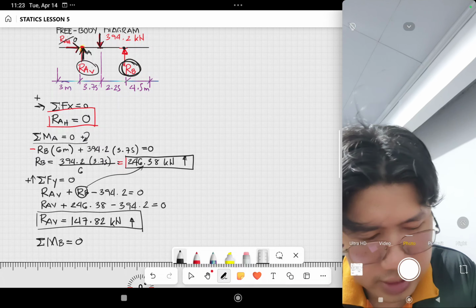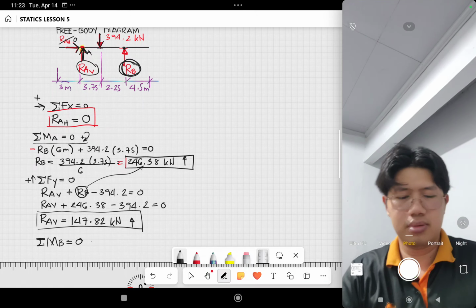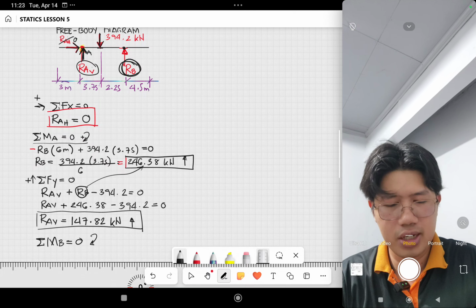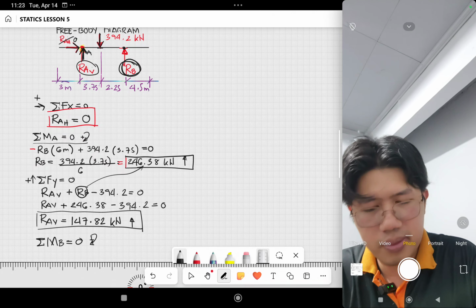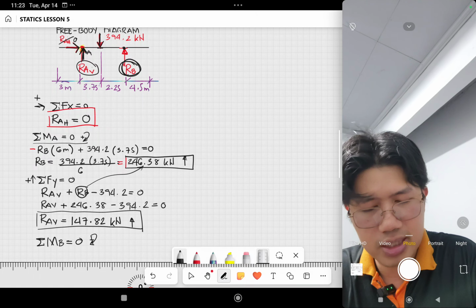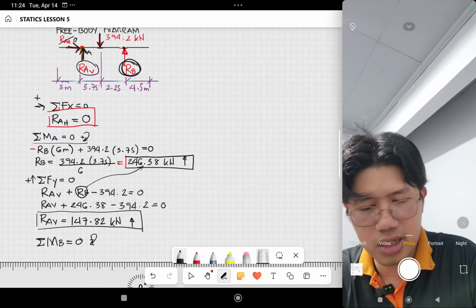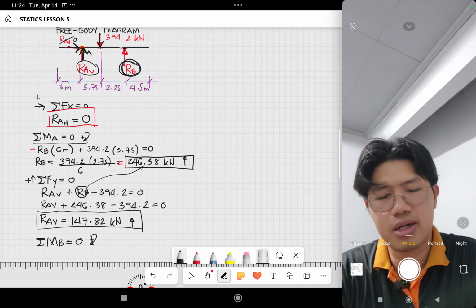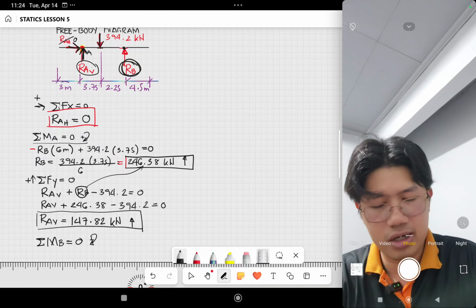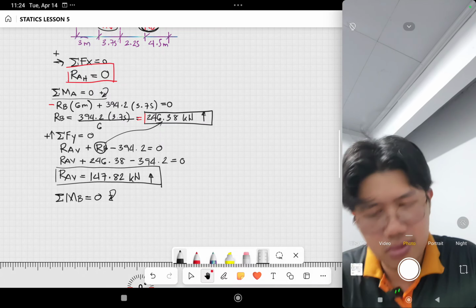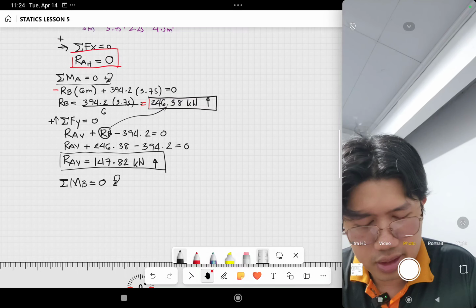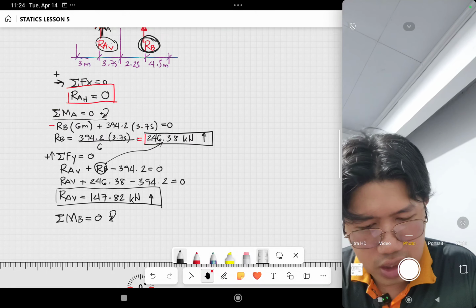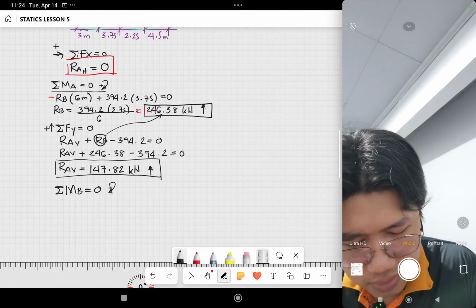So we take summation moment of B, we take clockwise positive. So ano pa ba yung mag-0 moment about B? Si RAH. So dalawa din yung maka-cancel mo kapag nag-moment ka kay B. Pero yun nga, since RAH is 0 to begin with, wala na siya masyadong effect. Okay? So ang mangyayari is, si RAV, siya yung magkakaroon ng moment about B.